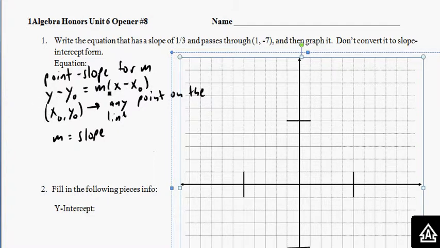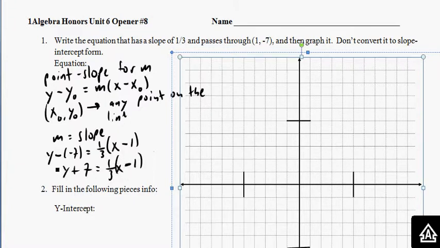So if we use point-slope form, it would look like y minus the y-coordinate of the point, which is -7, equals the slope, which we know is 1/3, times x minus the x-coordinate of the point, which is 1. And I'll simplify this: subtracting -7 gives y plus 7 equals 1/3 times the quantity x minus 1. That would be the equation in point-slope form.